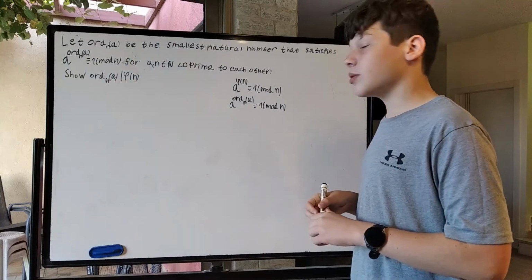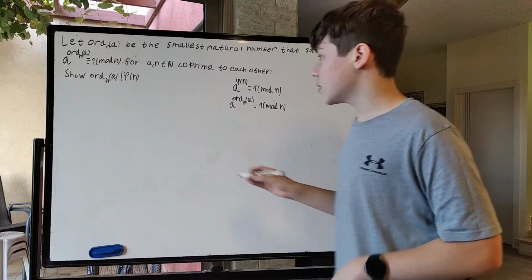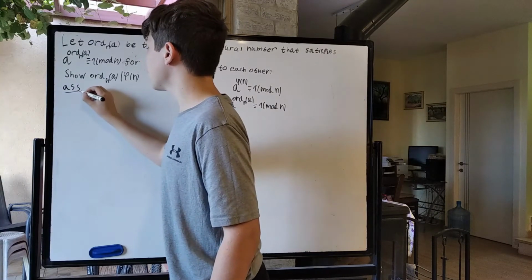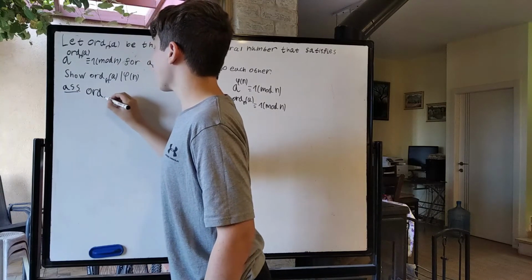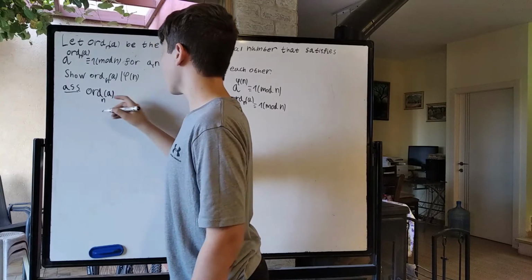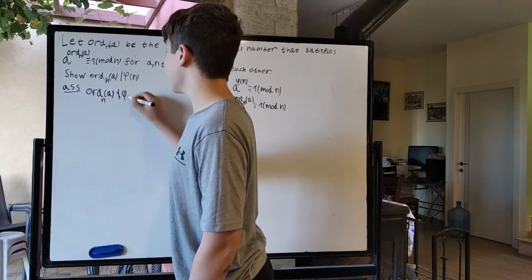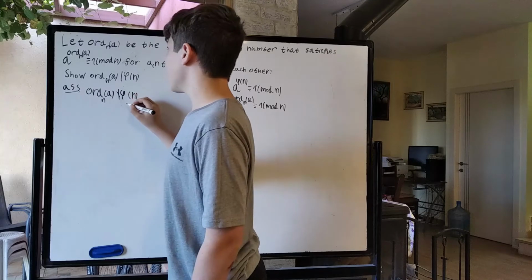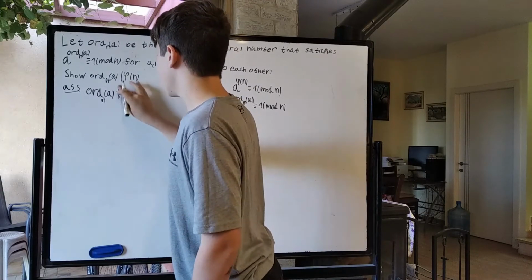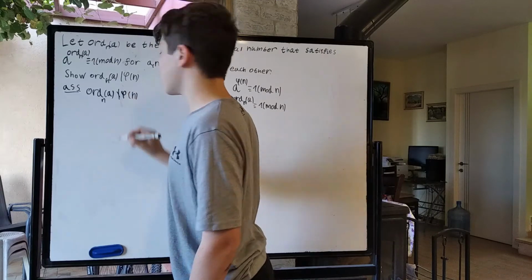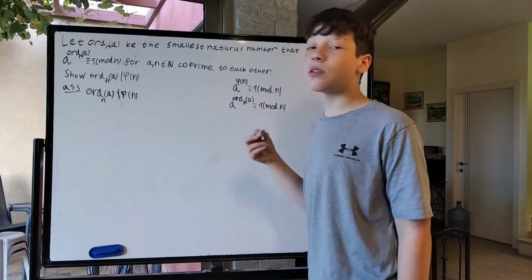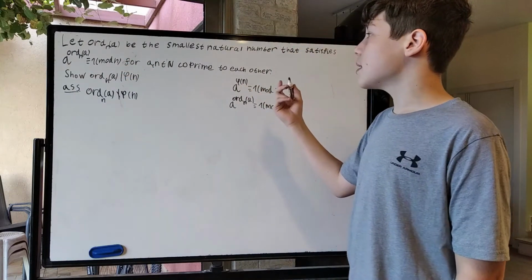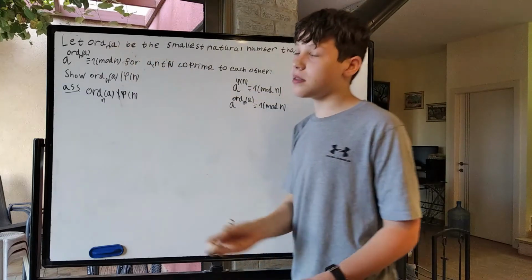So let's begin. Let's assume the order a of n does not divide phi of n. And we want to find a contradiction, which, not surprisingly, is that we'll be able to find a smaller natural number that satisfies this property, which will contradict that order a of n is actually the smallest one.